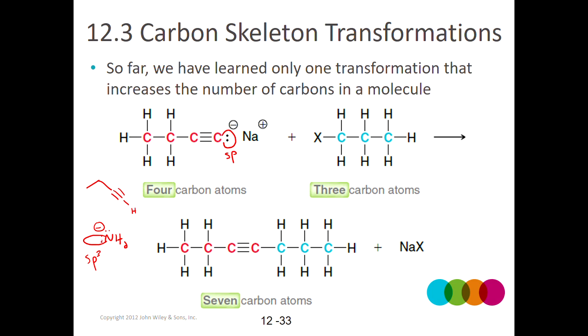So once that base picks off that proton, electrons stay behind, and I get a great nucleophile. This is also a good base. So if I have any kind of tertiary or secondary leaving group, it would be more likely to pick off a proton and do an elimination. That's not going to increase the length of my carbon skeleton or the number of carbons in my structure. So I don't want that.